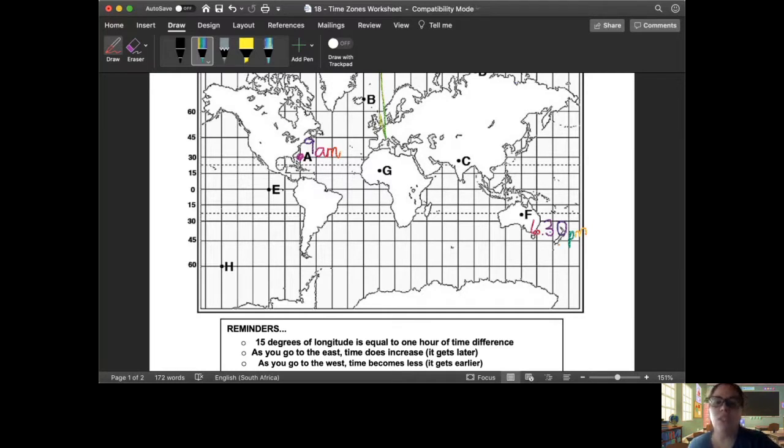So if it's 6:30 p.m. here, we're now going to go backwards or to the west and minus. And so we are going to minus that whole hour. So we've got 6:30 p.m., 5:30 p.m., 4:30 p.m., 3:30 p.m., 2:30 p.m. So C would be 2:30 p.m.